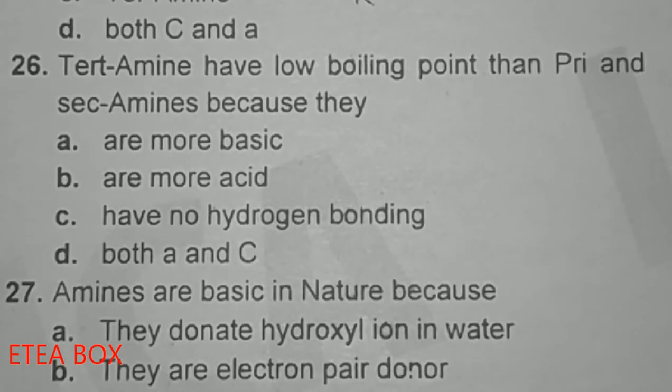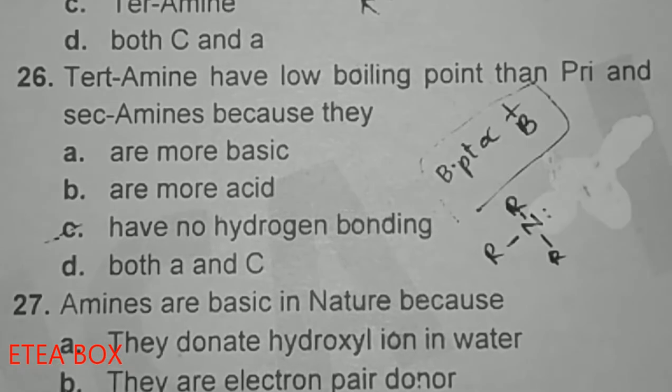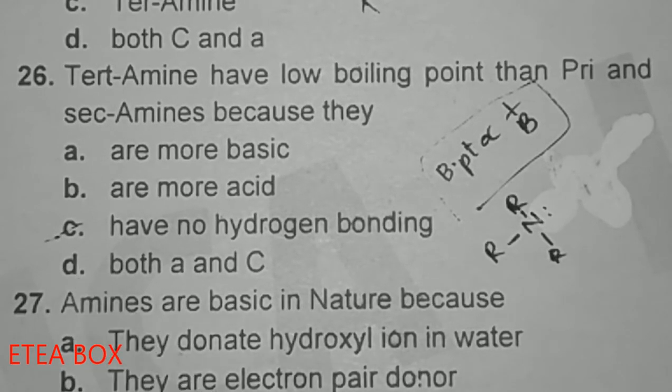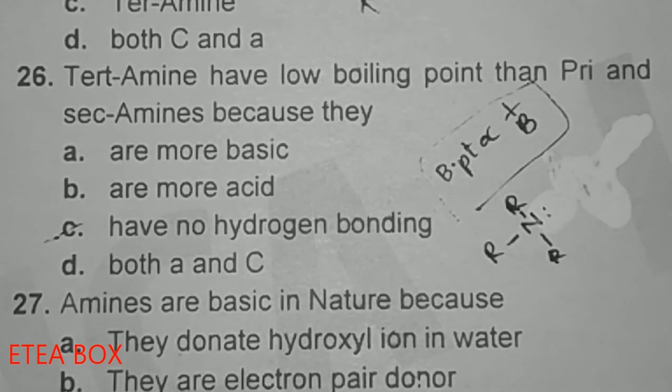Tertiary amines have a lower boiling point than primary and secondary amines. I have told you that boiling point is inversely proportional to branching, but that is a short trick for memorizing which one has the higher and which one has the lower boiling point. The main reason is that tertiary amines have no hydrogen atom bonded to nitrogen, so they can't make hydrogen bonds. So option C is correct here. Look, this one is the tertiary amine. It doesn't have a hydrogen atom, so it cannot make hydrogen bonding. That's why it has a low boiling point.